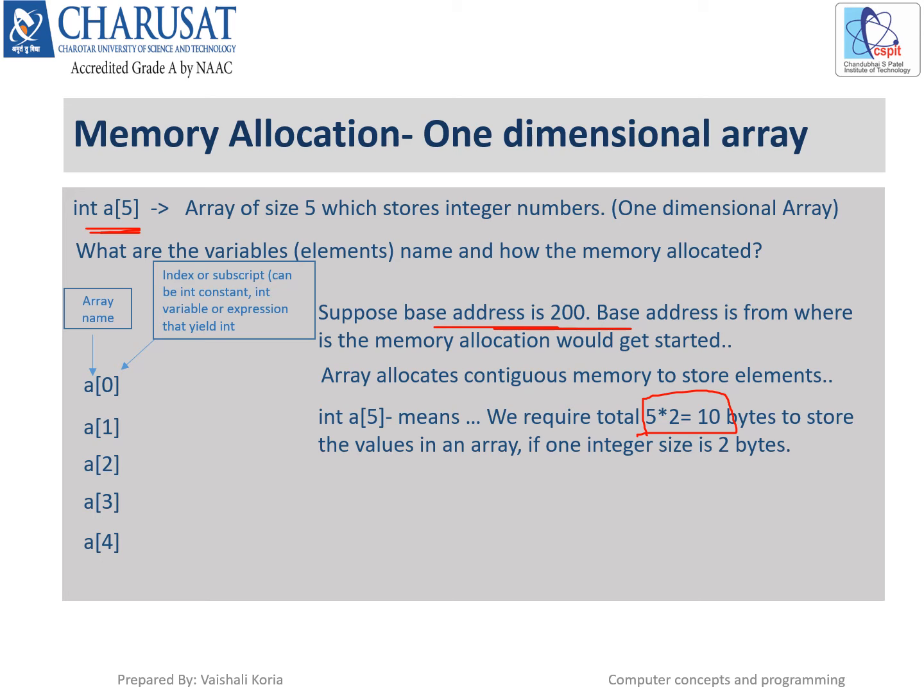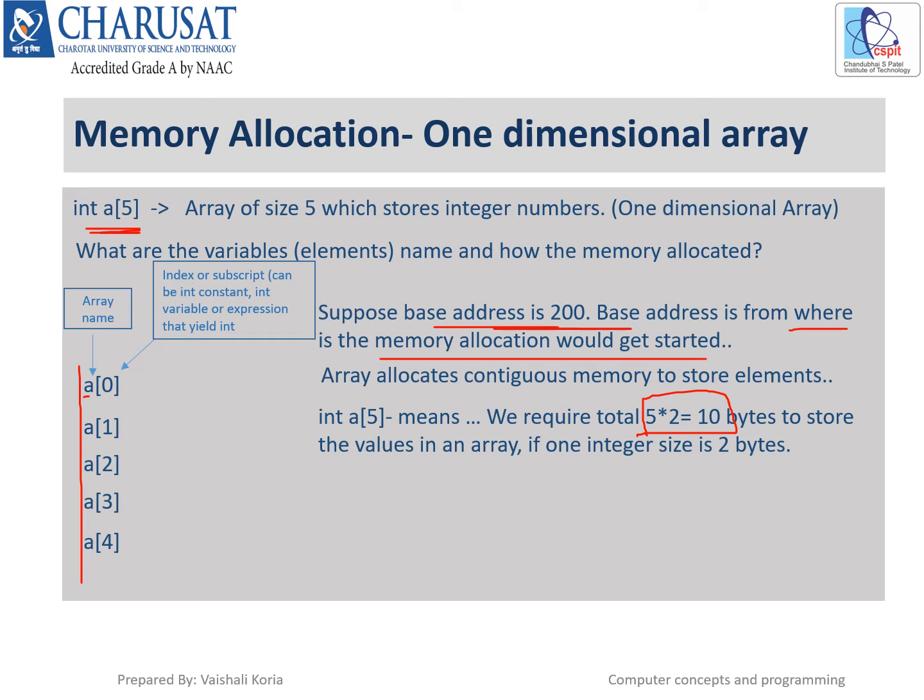Now what is the base address? Base address is from where the memory allocation would get started. Obviously all the locations are not free, so it will try to identify one free slot and start the memory allocation for the array from there. So here total 5 elements a0, a1, so A is the array name, and 0, 1, 2, 3 are the index or subscript.